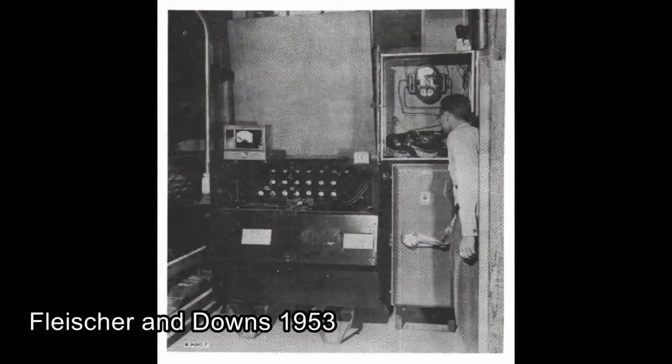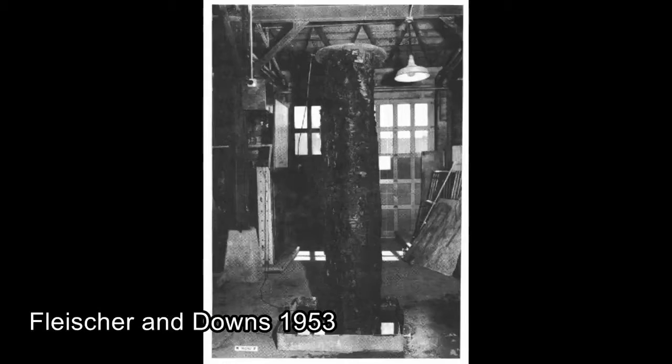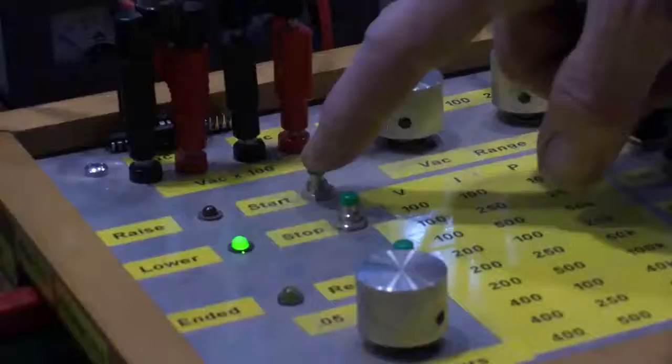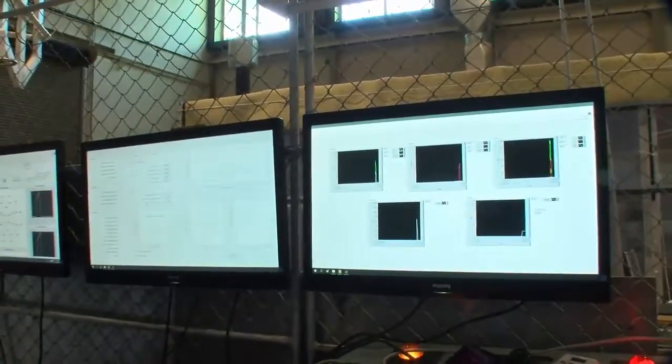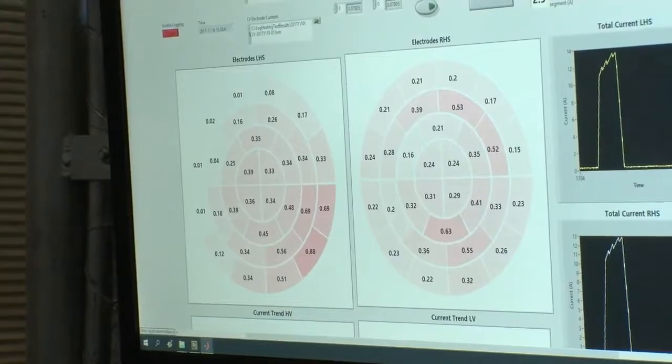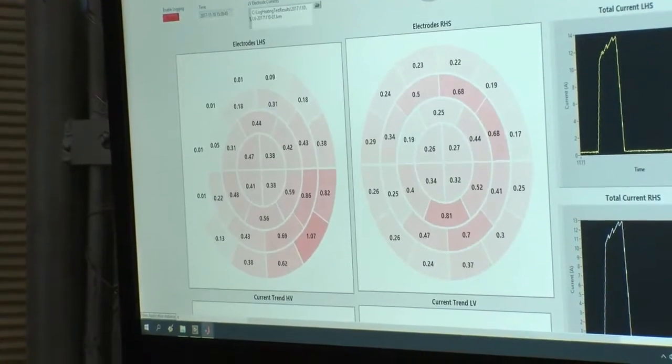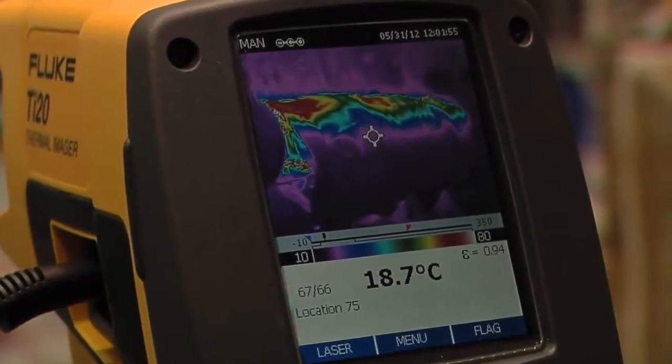In 1953, Fletcher and Downs of the United States Forest Service used this method to heat green logs for veneer peeling. A log, when freshly sawn, is electrically conductive. The current passing through the log generates heat that causes a relatively fast temperature rise.